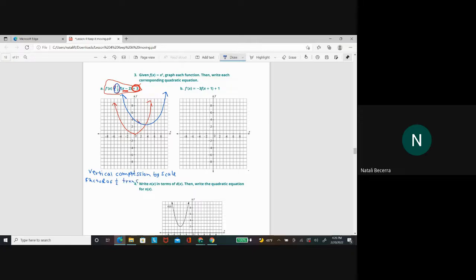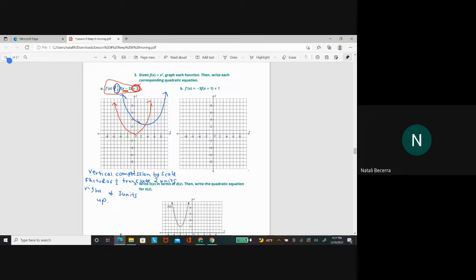Translate 2 units to the right. And 3 units up. Okay? So that's what happened. Now let's do the second one. See if you could do the second one by yourself.